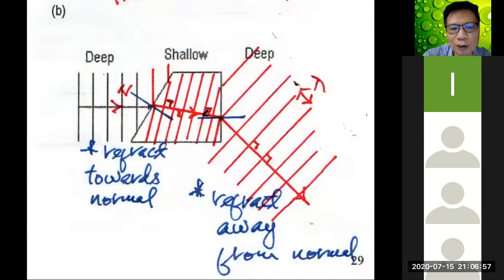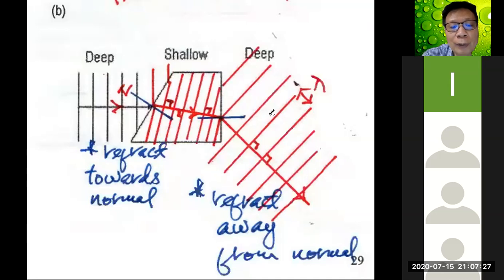Then when going out from shallow to deep, same thing. Draw the normal, the blue color line. Normal to this surface, 90 degree line, so this is normal. Okay, from shallow to deep, right? It bends away from the normal, you see? Refracts away from the normal. Here, refract towards normal. Here is away from normal. Okay, you see now?